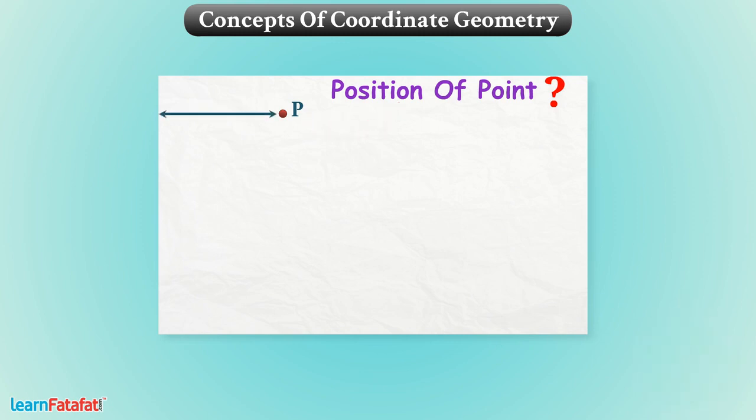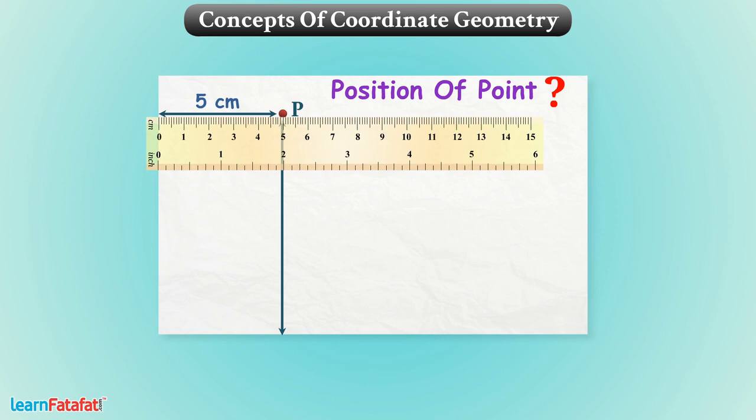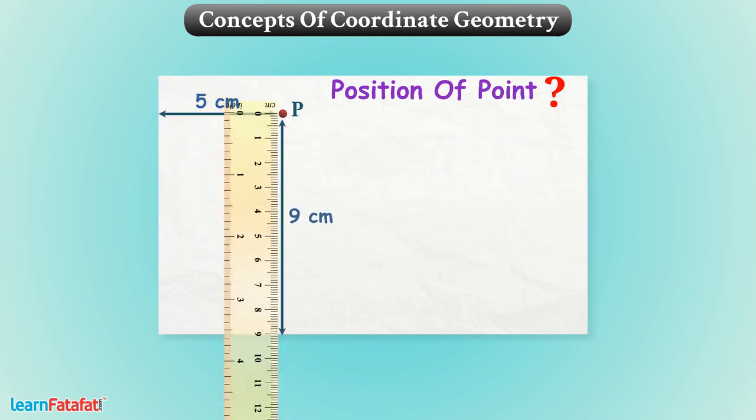We can measure the distance from the left side of the rectangle. But this distance alone could not express the position of the point because there can be many points at the same distance from the left side of the rectangle. In order to tell the position of point P, we have to measure the distance of that point from the left side as well as the bottom side of the rectangle. That is, here we can say that point P is 5 cm from the left side and 9 cm from the bottom side of the rectangle.